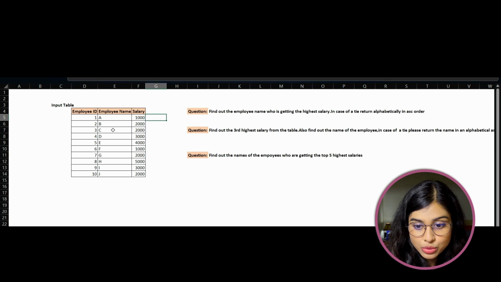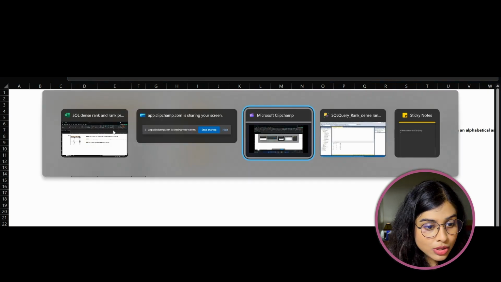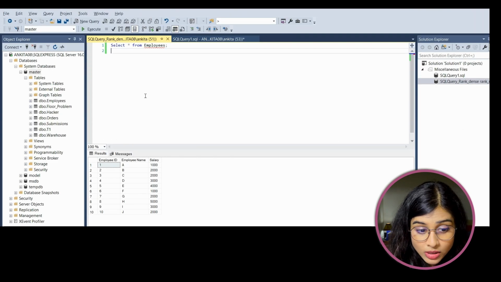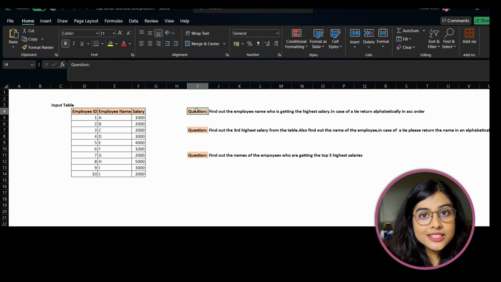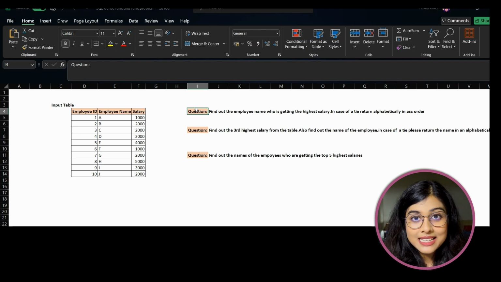Now let me take you to my Microsoft SQL Server. Here I have already imported the table. But before going there, let me tell you the quick difference between all the three functions, rank, dense rank, and row number, and how to use them.